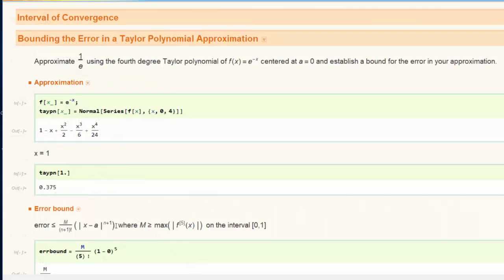All right, so in this video we've seen how to use the formula to establish the best error bound when using a Taylor polynomial approximation.